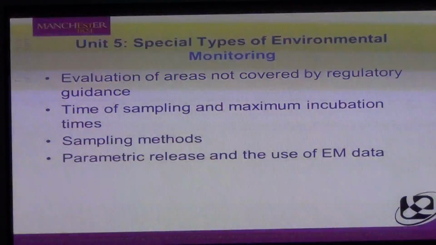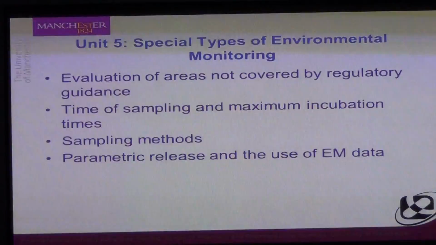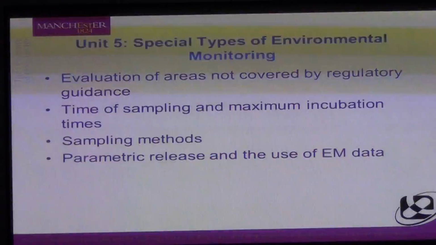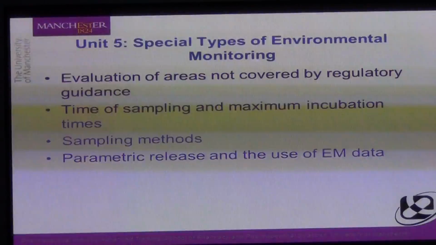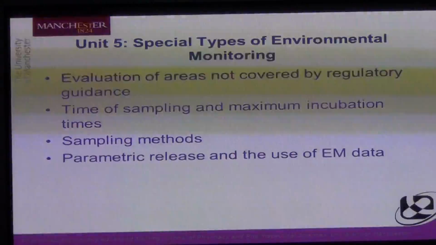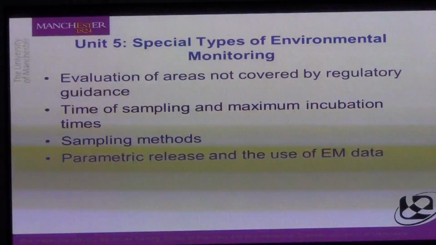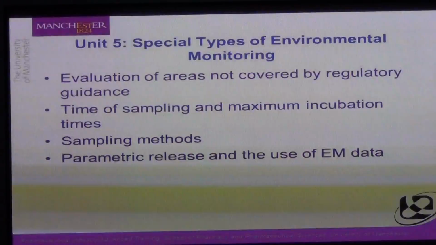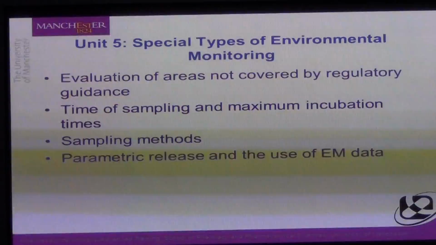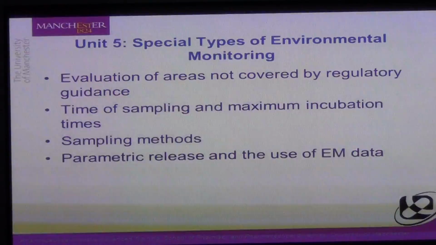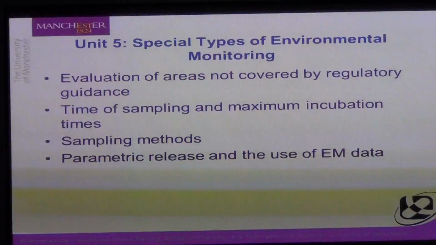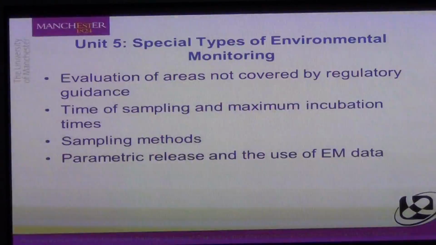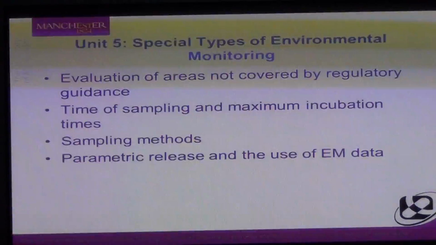Unit 5 looks at special types of environmental monitoring, and in particular it looks at things that aren't covered by the regulatory guidances. So how do we deal with those aspects of the programme that aren't so clear-cut? It also looks at the time of sampling. So for instance, does a worst case of environmental monitoring exist? It also looks at incubation times and perhaps how we set those parameters and the maximum incubation times we wish to incubate samples for. It looks at sampling methods and considers parametric release.